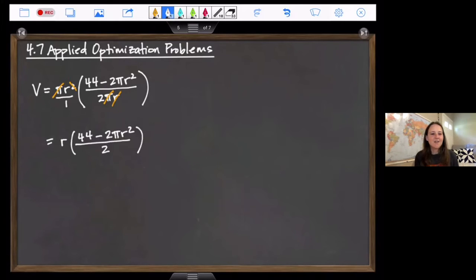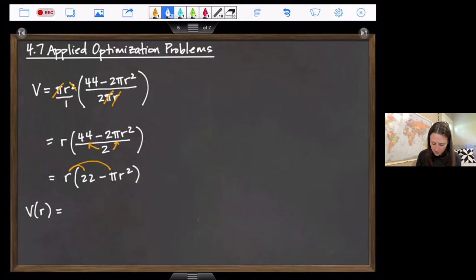All right, so you might notice that I've got 44 and 2 pi r squared in the numerator up there. Both of those are divisible by 2, so I can distribute this division by 2 to both of those terms. So I'm going to be able to simplify out that denominator. So I've got an r times 44 divided by 2 is 22. And then the 2 is going to cancel out with the 2 in the right-hand term, and I'll just have pi r squared. And then now I can distribute my r, and we're actually going to have a pretty simple formula for our volume function. I'm even going to write this in function notation as I distribute that r: V of r equals 22r minus pi r cubed. All right, so that's our volume function.